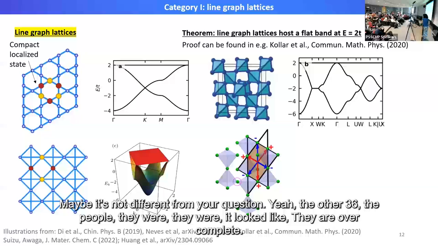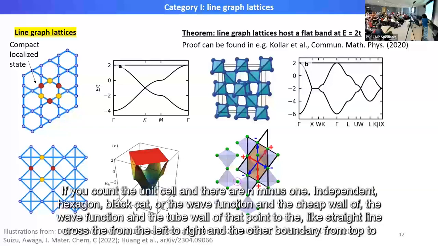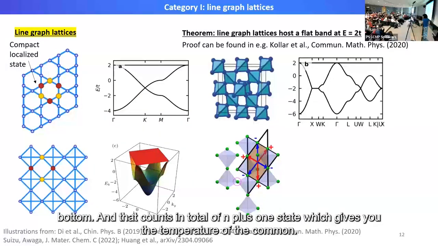The other case I thought of is that people have lattices that look hexagonal but are over complete. So there's one on the boundary, probably. I can add a comment for the particular example of the carbonyl lattice. If you count the unit cells, there are n minus one independent hexagon states of the wave function, and two more going straight across from left to right, and the other boundary from top to bottom. That counts in total n plus one states, which gives you the degeneracy at the gamma point.